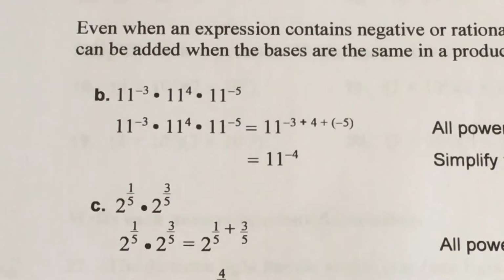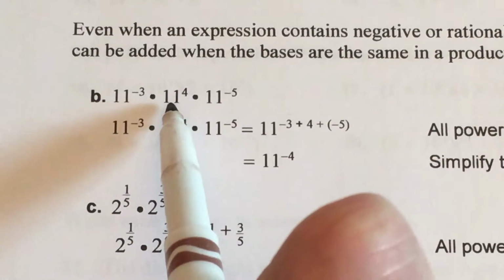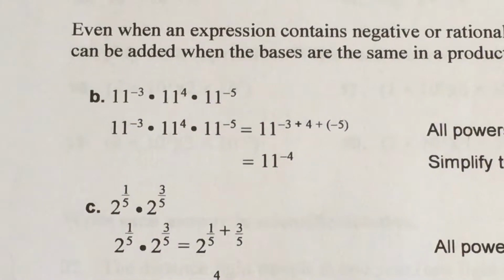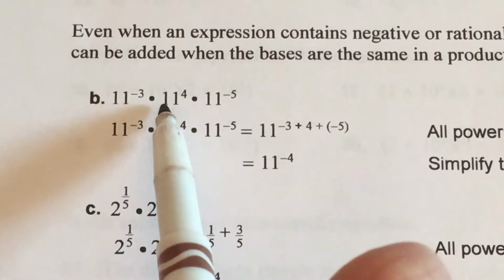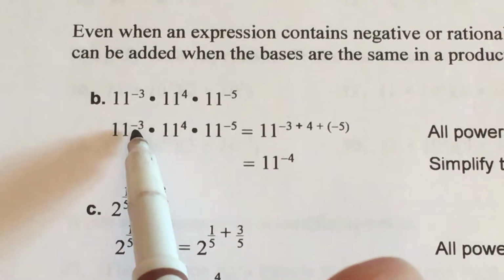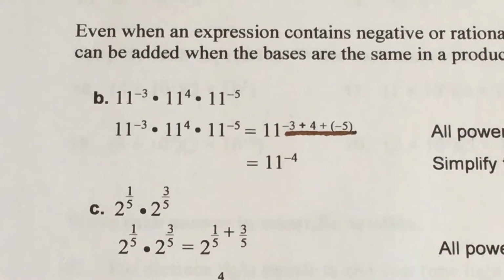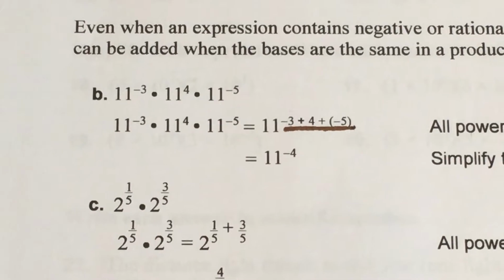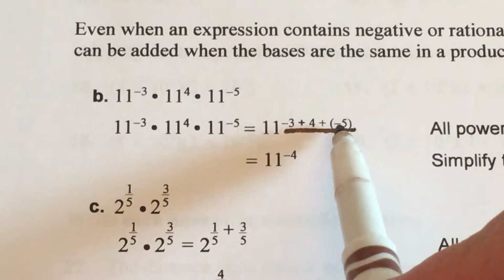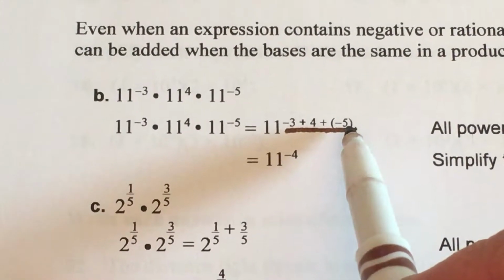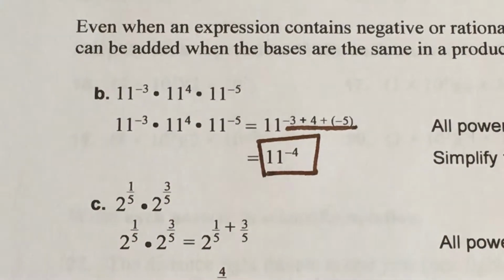Let's look at example B. In example B, I have 11 to the negative 3 times 11 to the 4th times 11 to the negative 5. Okay, so we're going to use our same rule. I'm multiplying the bases together, so that means I can take these exponents and just add them straight across as they showed right here on your paper. And then you can say, oh, negative 3 plus 4 is 1. And then 1 minus 5 is negative 4. Sorry, I had a brain moment. And there you go, negative 4.